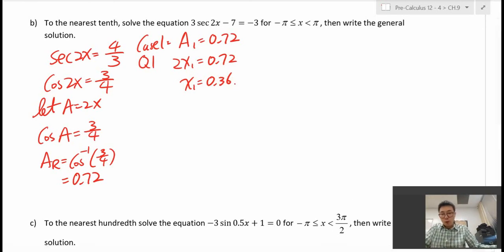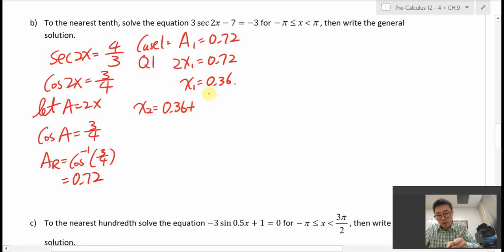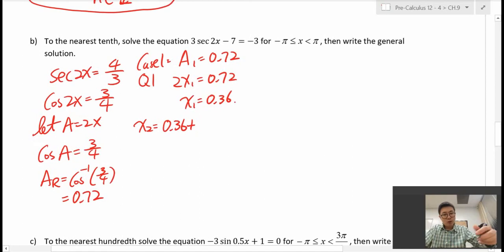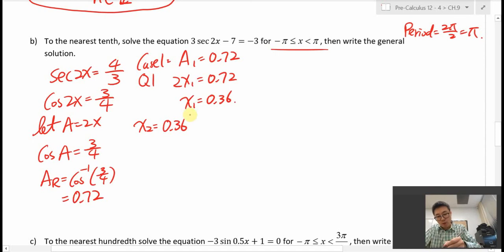Now we are going to add the period, right? So we can find x2 by simply taking 0.36 plus the period. Period is, in this case, well, it's cosine 2x, so the period is going to be 2 pi over 2, which is pi. Now notice if you just add pi to 0.36, it's going to go beyond our domain. So we will not add pi anymore. We will simply take away pi. This will give us a different answer. Okay, so let's see what this is going to give us.